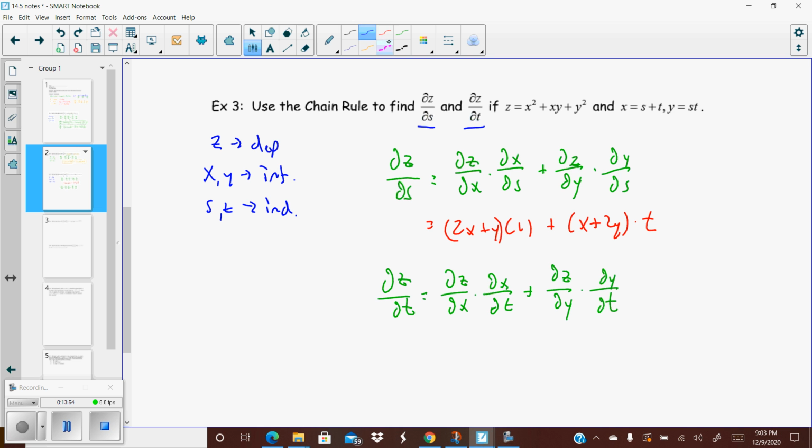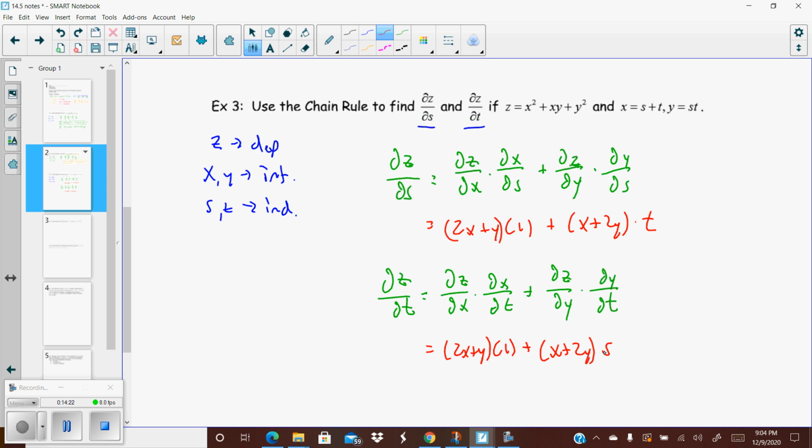Okay, so let's go ahead and figure this part out. Partial of z with respect to x, exactly what it was before, 2x plus y. Fortunately, that part doesn't change. Partial of x with respect to t, in this case, is also 1. Partial of z with respect to y, again, doesn't change from the one before. That's always going to happen that way, by the way. It's kind of nice. And then the partial of y with respect to t this time is s.